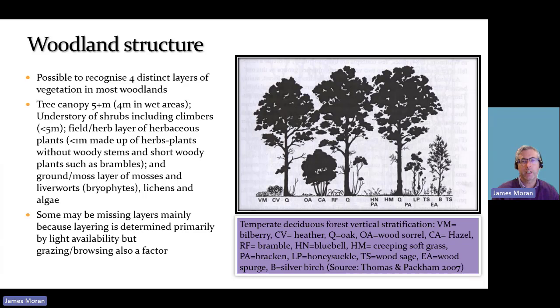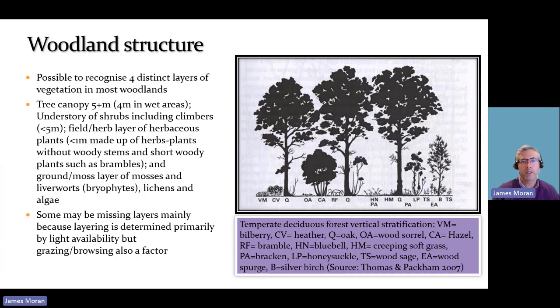The tree canopy is generally greater than 5 meters, 4 meters in wet areas. The understory of shrubs, including climbers, is less than 5 meters, and then there is a field or herb layer of herbaceous plants less than 1 meter, made up of herbs and plants without woody stems and short woody plants such as brambles. And then we also have a ground or moss layer of mosses and liverworts. These are together called bryophytes, together with lichens and algae.